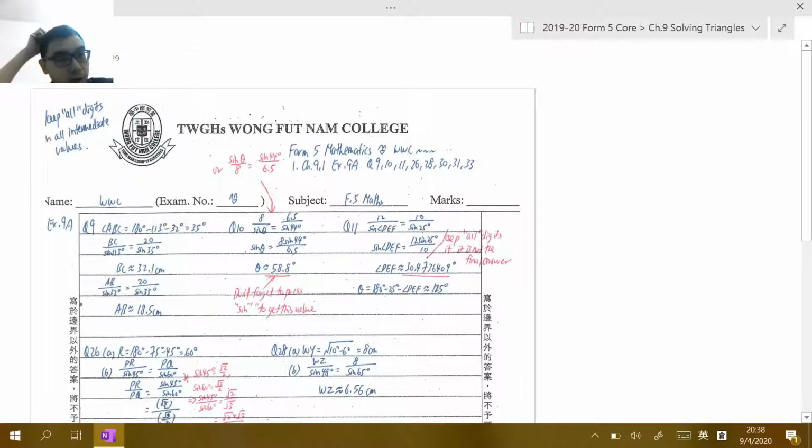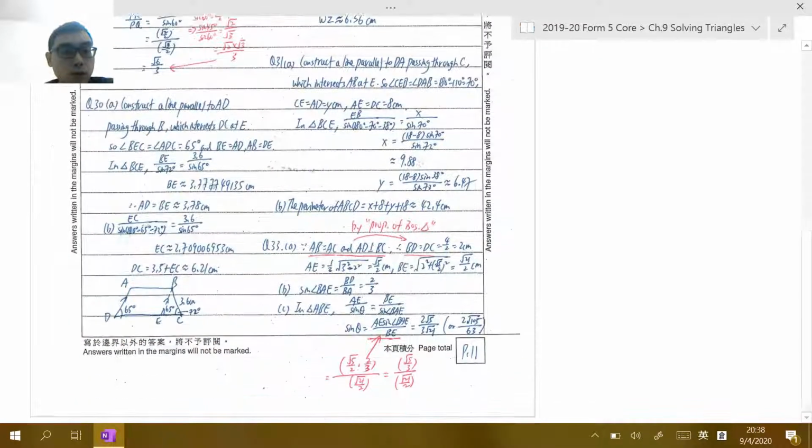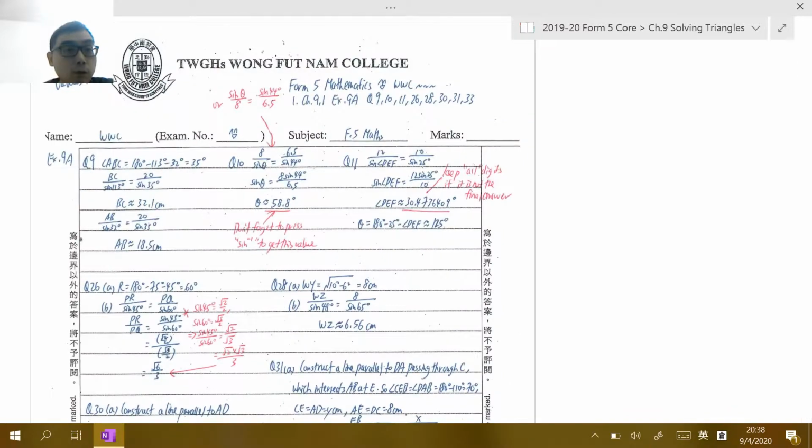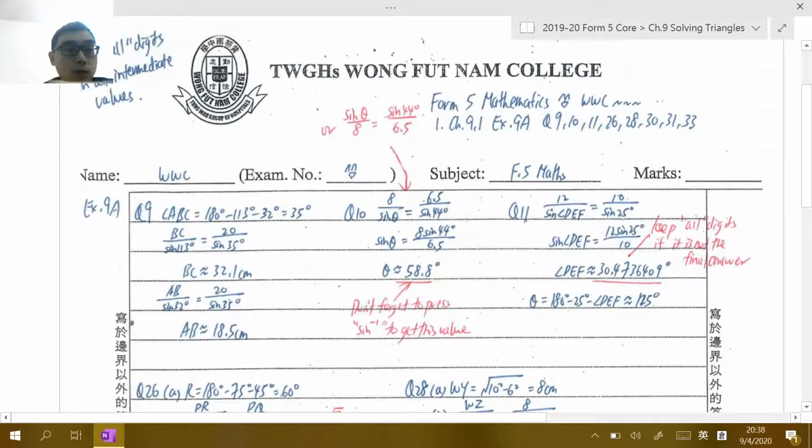Today I would like to go through the classwork of Chapter 9.1, the sine formula, which you had to do last time. You may take a look at the solution here, or you may download the file from the Google Classroom.